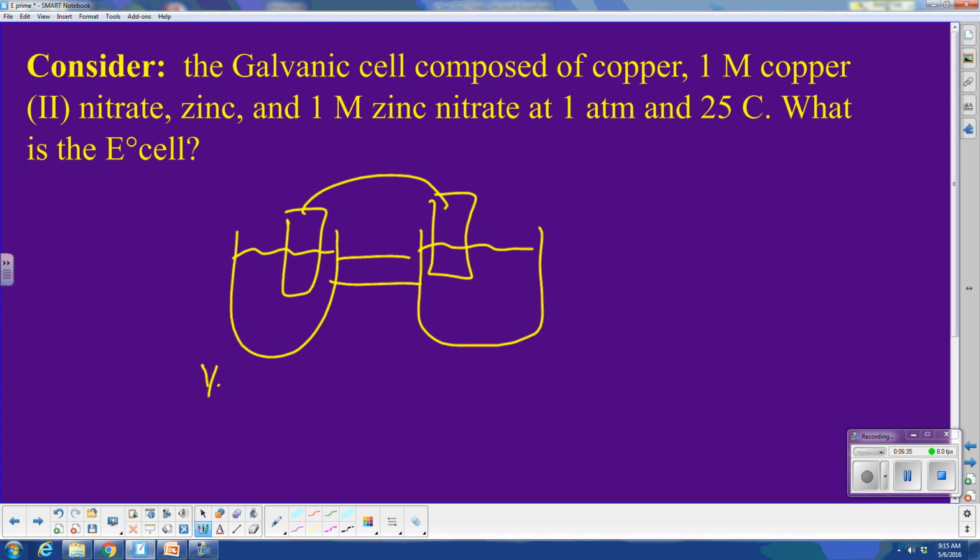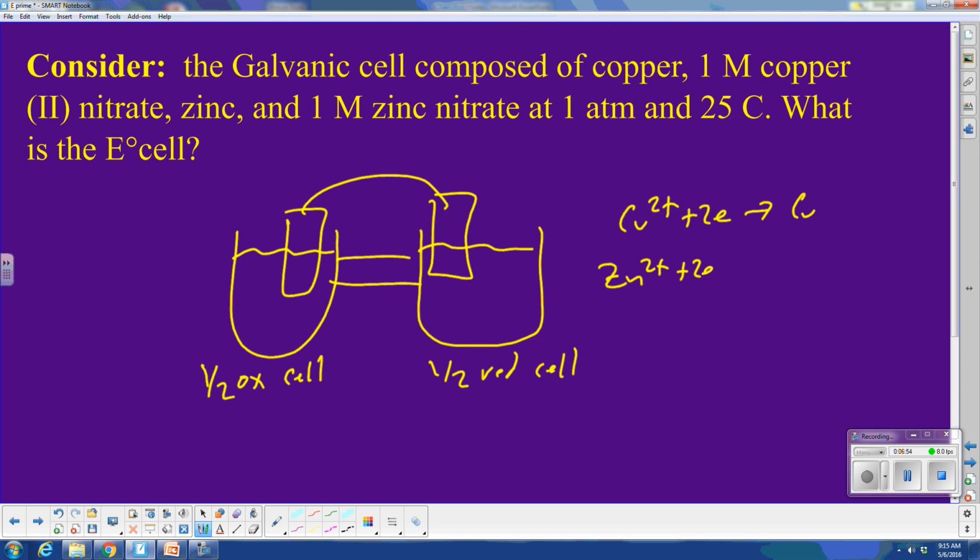One of these is going to be a half oxidation cell, and the other is going to be a half reduction cell. And I have to figure out which of these two is going to oxidize and which is going to reduce. And to do that, I need to go to my standard reduction tables, right?